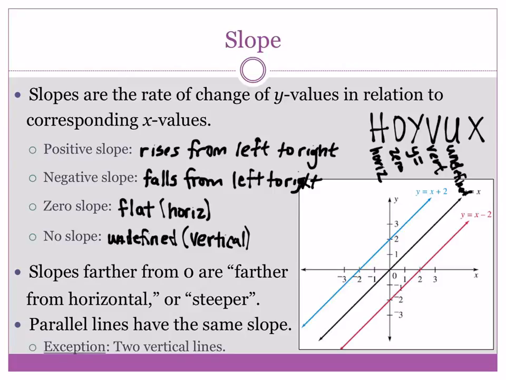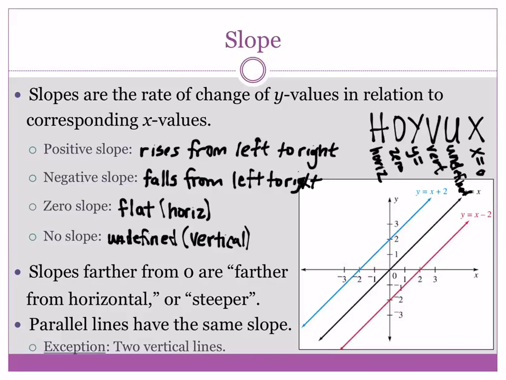And x is x equals. What HOIVUX says is that horizontal lines have 0 slope and equations y equals. Vertical lines have undefined slope and equations x equals. Kind of condenses it all into one acronym for us.